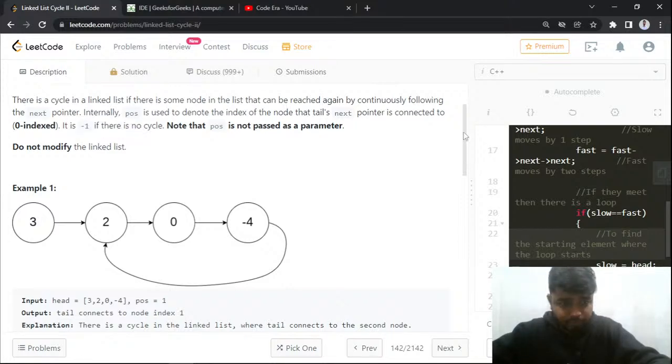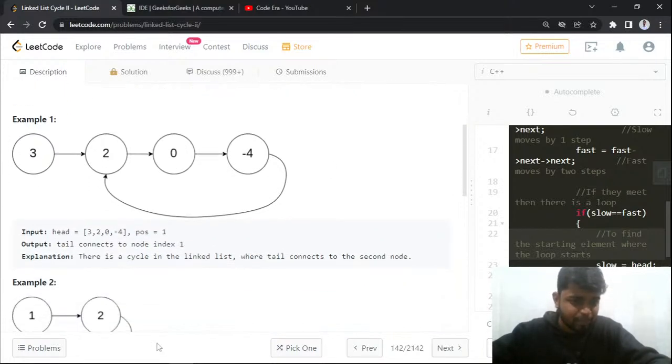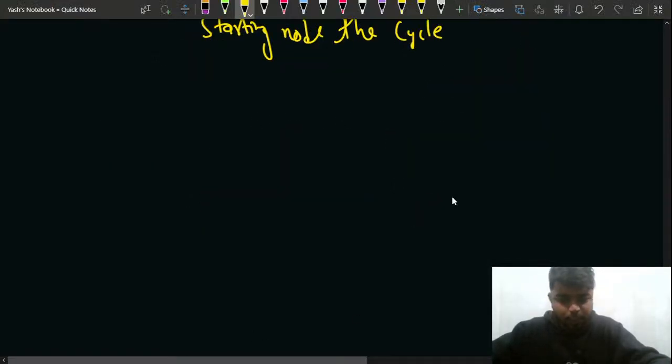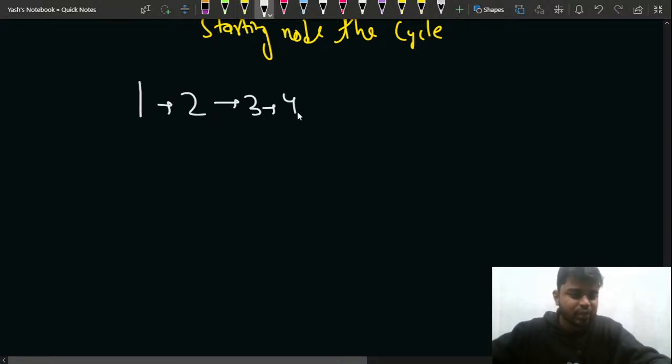And in this particular problem, let's say you have been given a sample test case like this. Let's say you have been given 1, then 2, then 3, then 4, and then 5 after that, and then 5 is connected to 2, like this. So can someone tell me in the chat, for this particular question, what is the starting point of the cycle?